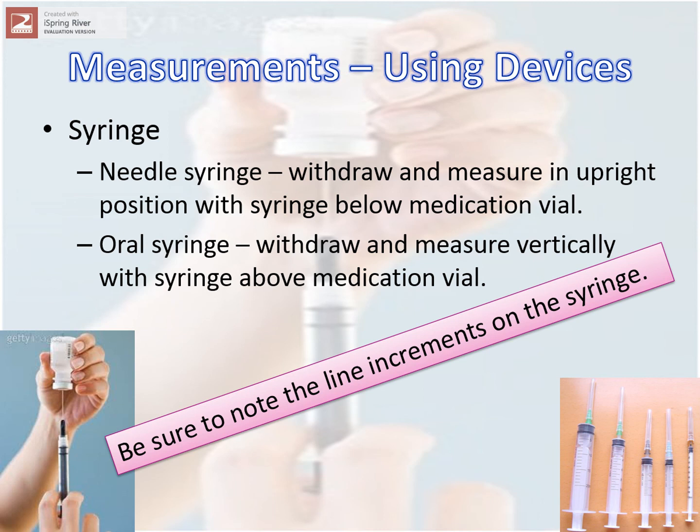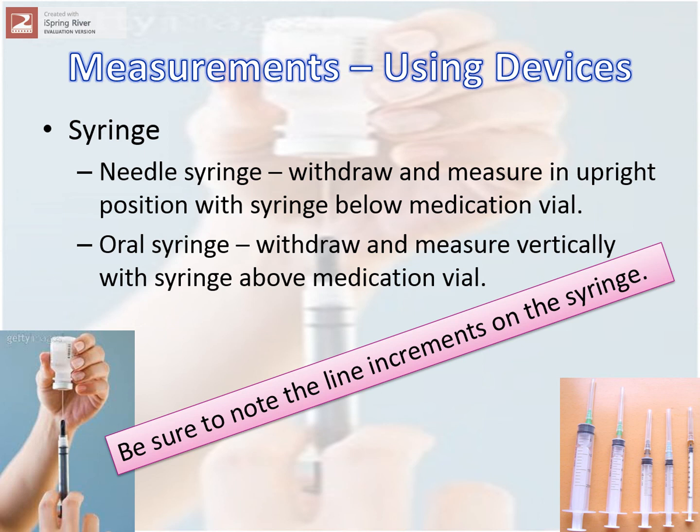All right. When we're using measurement devices like a syringe, it is important to note that with a needle syringe, you need to withdraw and measure in an upright position with the syringe below the medication vial, like you see on the lower left-hand side. With an oral syringe, I want you to do the opposite. The medication vial should be on the bottom, and you should be withdrawing from the top.